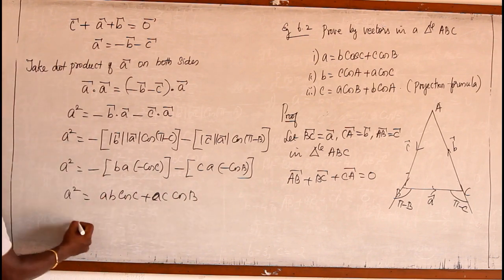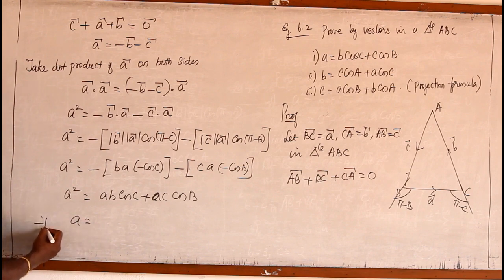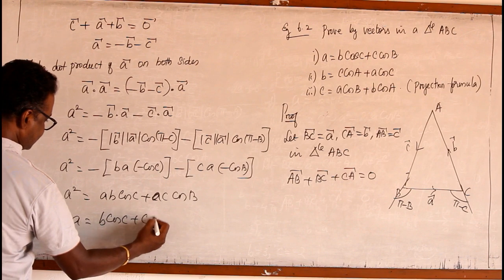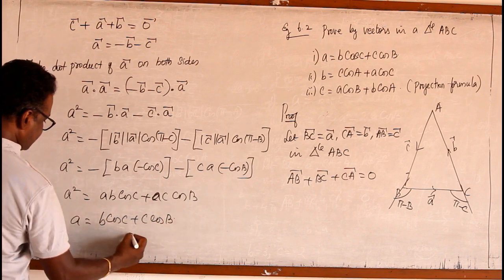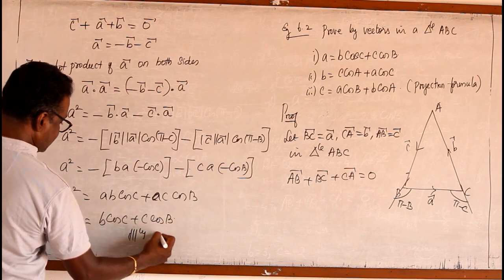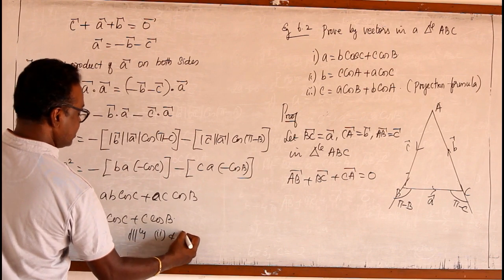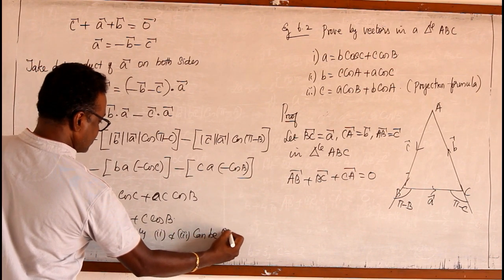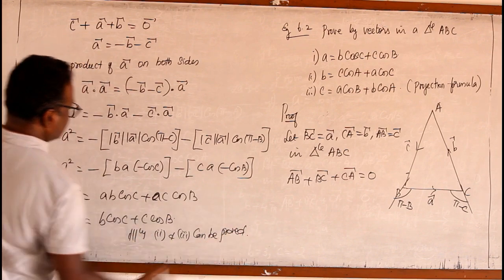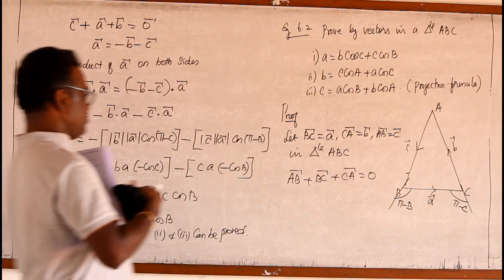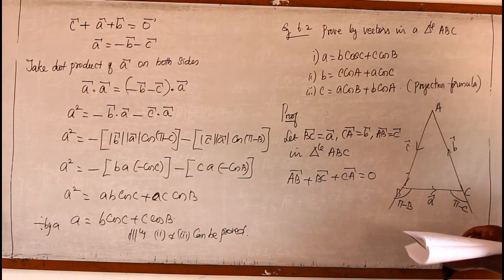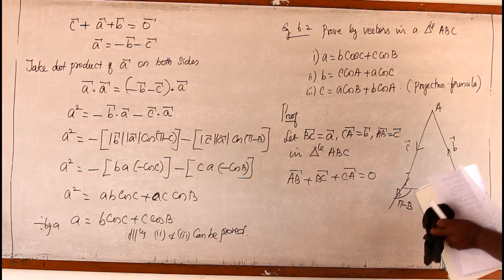If I divide by a, then a equals b cos C plus c cos B. Similarly, second and third can be proved. So this is the projection formula proof, and we can prove this one using vectors and by the concept of dot product.